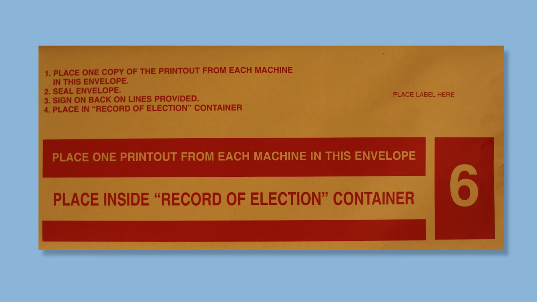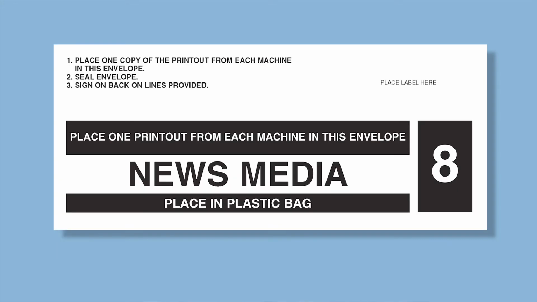The second copy of your totals, I suggest you tape that on your window or door for public viewing. The third copy would go in envelope 6 for the record of elections container. Again, it's a brown envelope. Envelope 8 is marked for the news media. They are to be given a copy of the results from each tabulator.